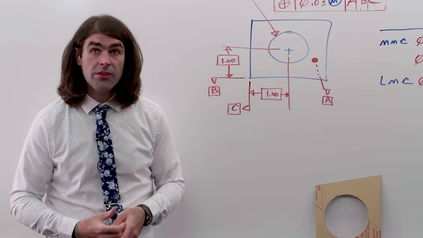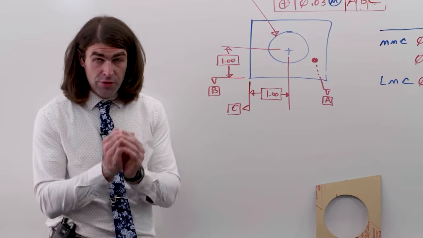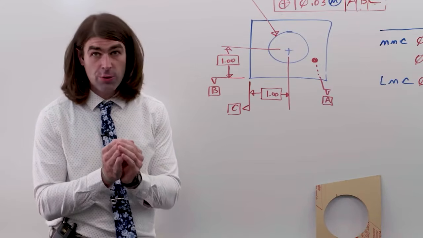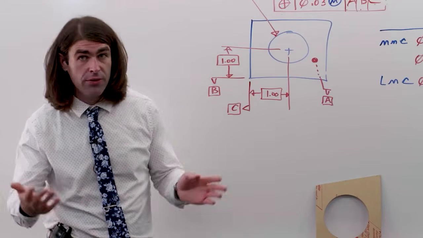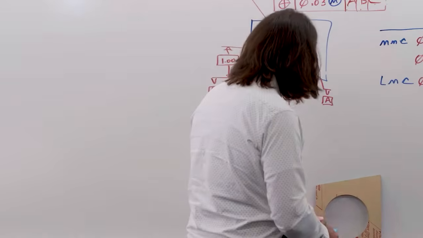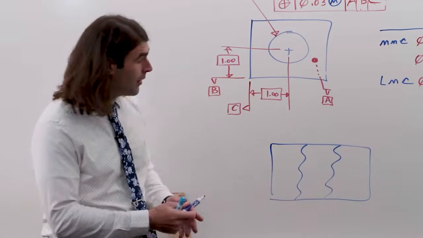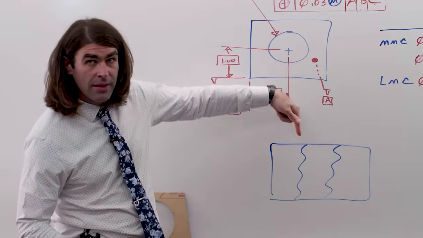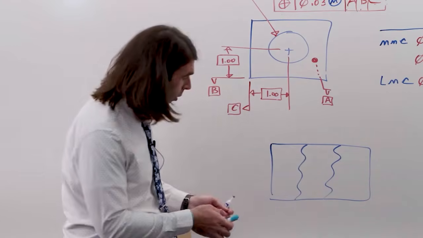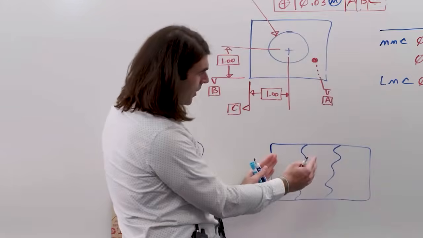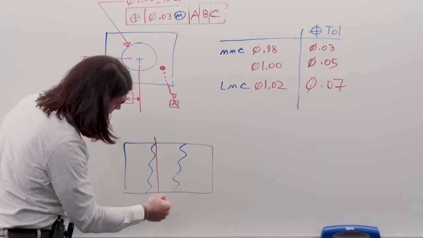Now, next up, we're going to talk about the concept of virtual condition. In this case, it's just the smallest the hole can be, taking into account the size of the hole and the geometric tolerance. So visually what I mean is, say a hole in a part comes through like this. If we have a pin that has to be perpendicular to this surface and fit through the hole, there's a limit. The size of the hole matters and the position of the hole matters, right?